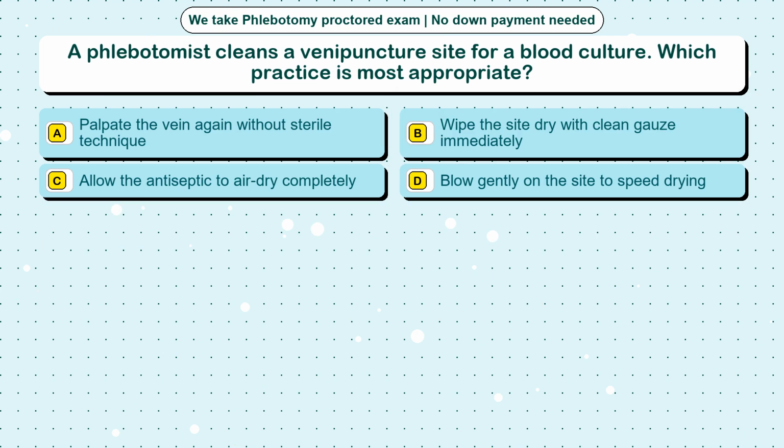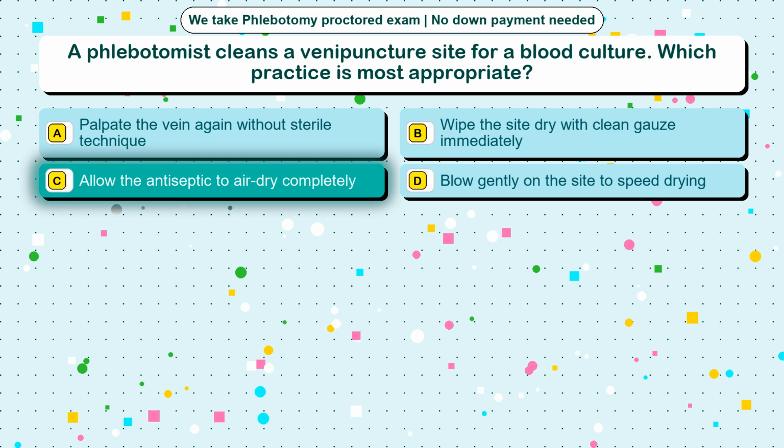Question 24. A phlebotomist cleans a venipuncture site for a blood culture. Which practice is most appropriate? Option A. Palpate the vein again without sterile technique. Option B. Wipe the site dry with clean gauze immediately. Option C. Allow the antiseptic to air dry completely. Option D. Blow gently on the site to speed drying. The correct answer is option C.